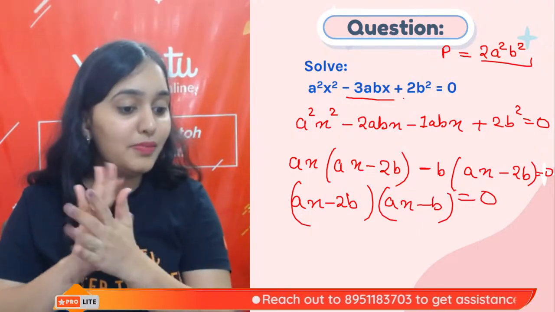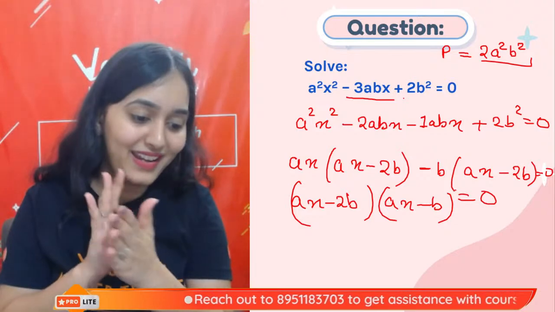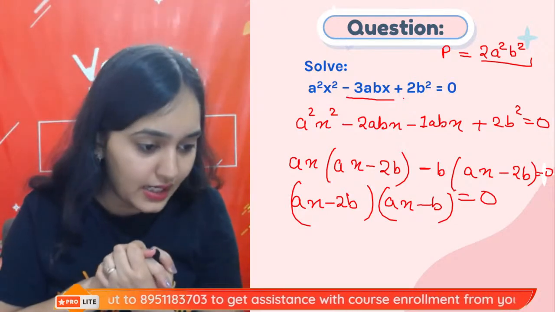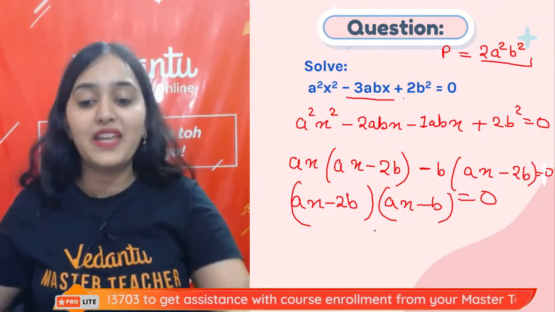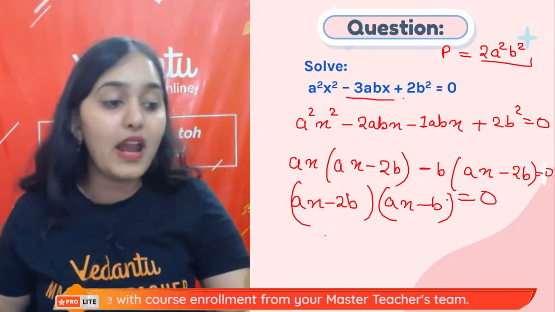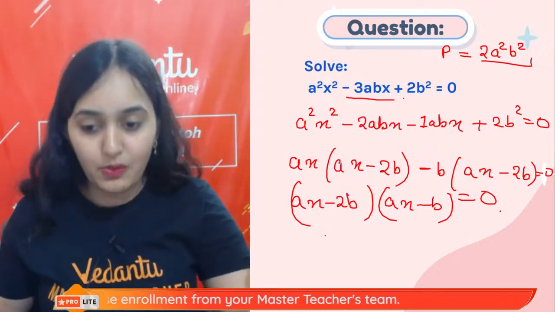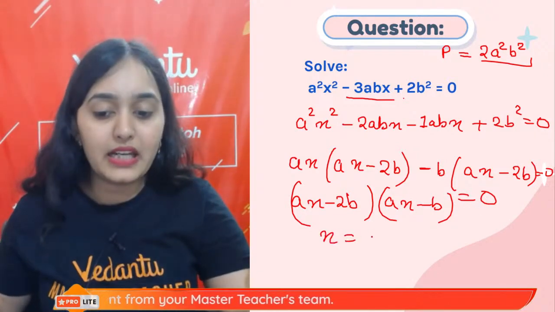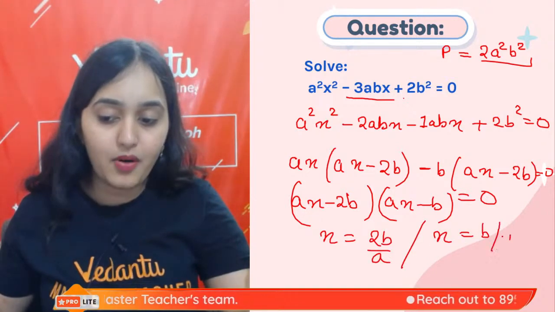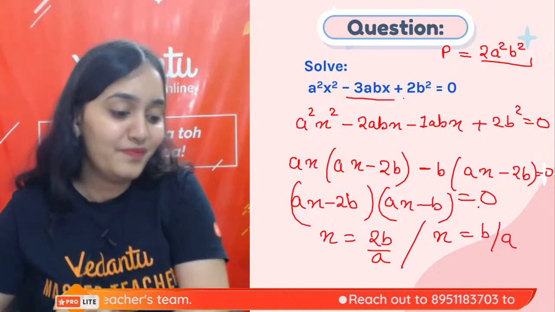Wow, you guys are super fast. Very good, very good. Nirmali, very good. Pranav, very good. Alku, very good. Kya baat hai? Absolutely right. So ax minus 2b is equal to 0 and ax minus b is equal to 0. So x will be 2b upon a and x will be b upon a. Awesome.